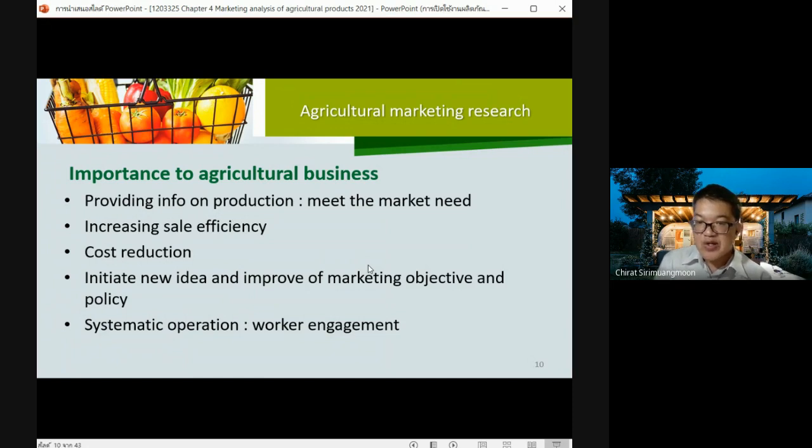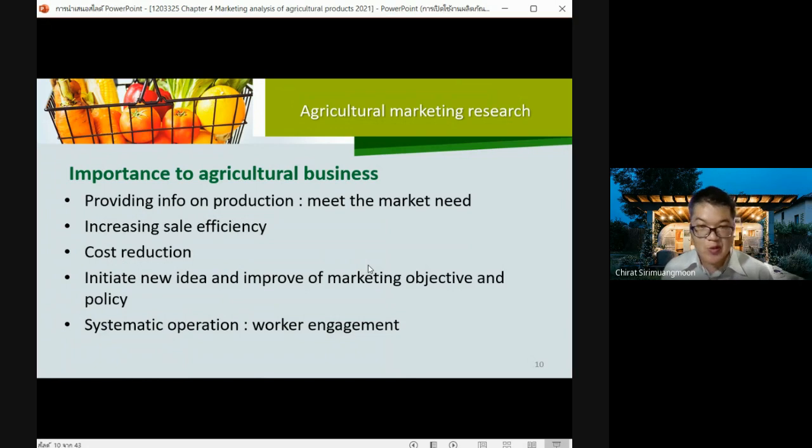How? If you know what is going to be famous, your target is very clear, then your sales are going to increase. We also use some information to reduce the cost as well. Because if you know the factors, if you know the results of your study topics, you should know what part takes some cost, or how you are going to reduce the cost in the whole process. And then we have initiated new ideas and improved the marketing objectives and policy.